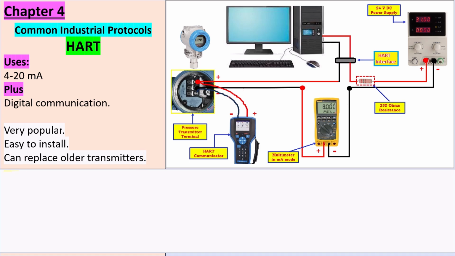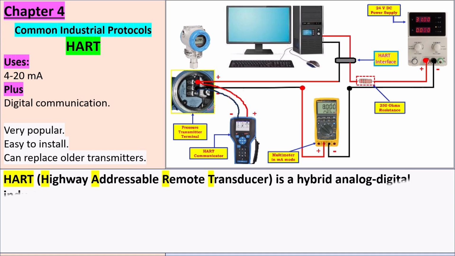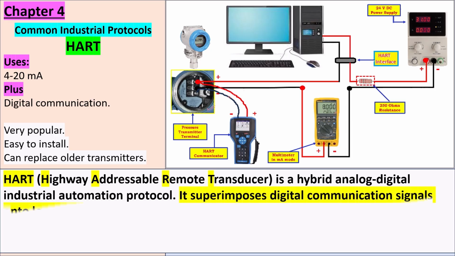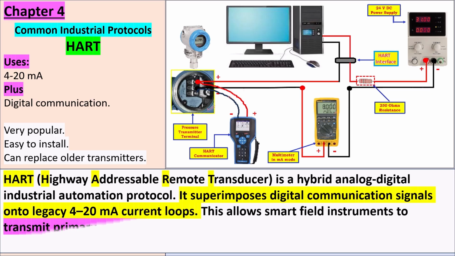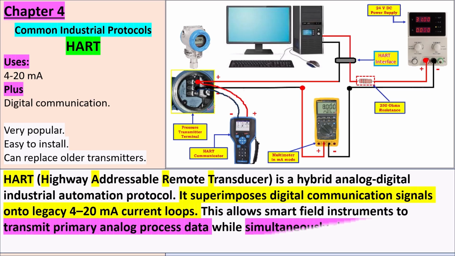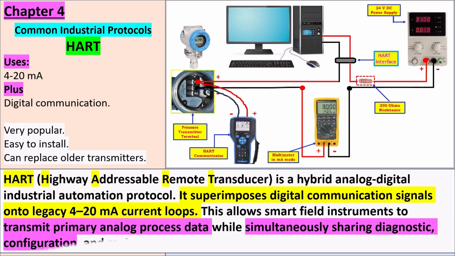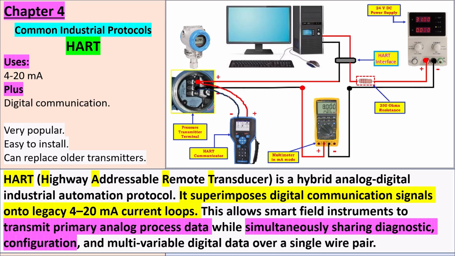HART is Highway Addressable Remote Transducer. It's a hybrid analog digital industrial automation protocol. It superimposes digital communication signals onto legacy 4 to 20 milliamp current loops. This allows smart field instruments to transmit primary analog process data while simultaneously sharing diagnostic configuration and multivariable digital data over a single pair of wires.